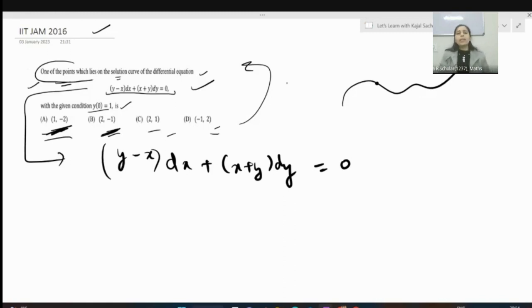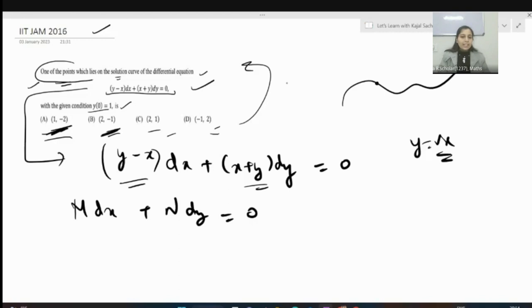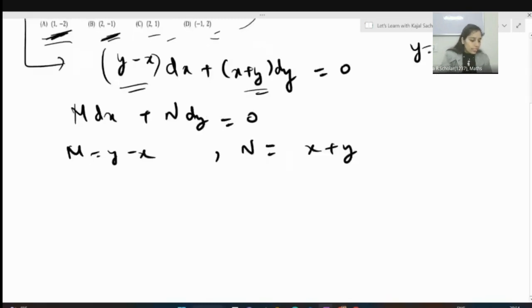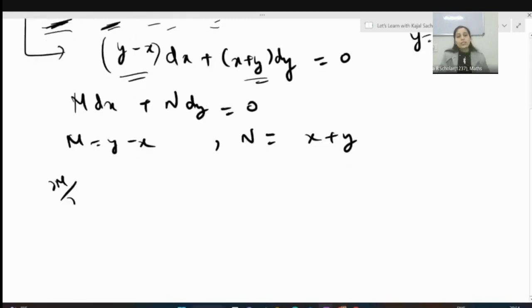And another way can be, this is a homogeneous equation of degree 1 each, so we can also apply y is equal to vx. In any way, you can solve this question, but we are taking this as M dx plus N dy is equal to 0, where M is equal to y minus x, N is equal to x plus y. So firstly, check whether the given equation is exact. Partial M upon partial y is 1 and partial N upon partial x is also 1. So this is a very big plus point here, that the given equation is exact.